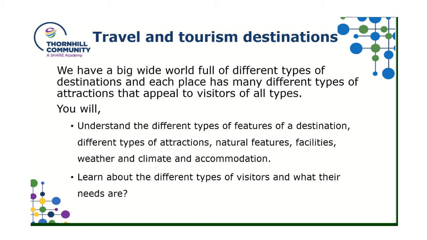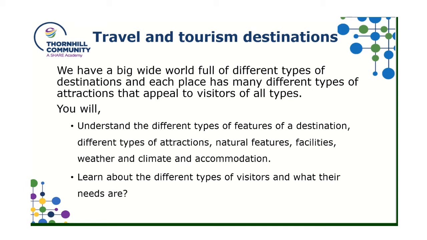So within that unit, you'll look at the different types of features that can include attractions like theme parks, museums, natural features which could be rivers, hills, mountains, different facilities, could be sporting facilities, shopping, it might be markets, it might be football stadiums, places like that. We also look at the weather and the climate of specific places and also the different types of accommodation.